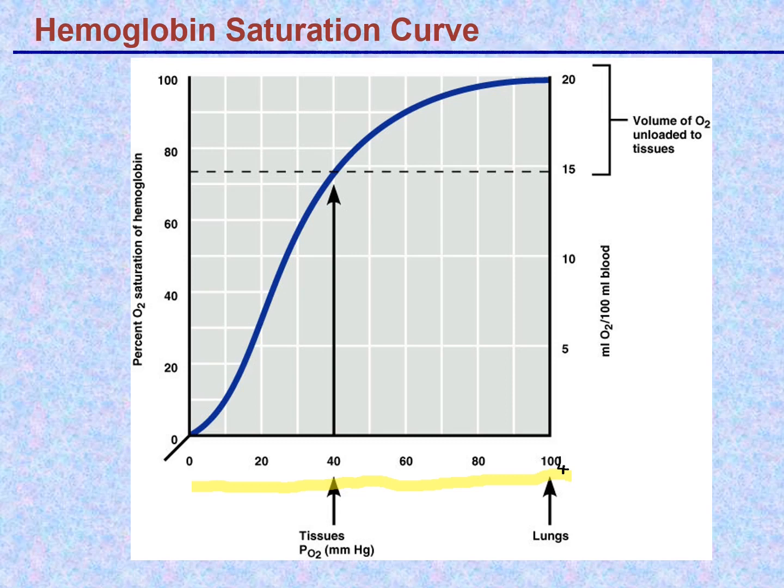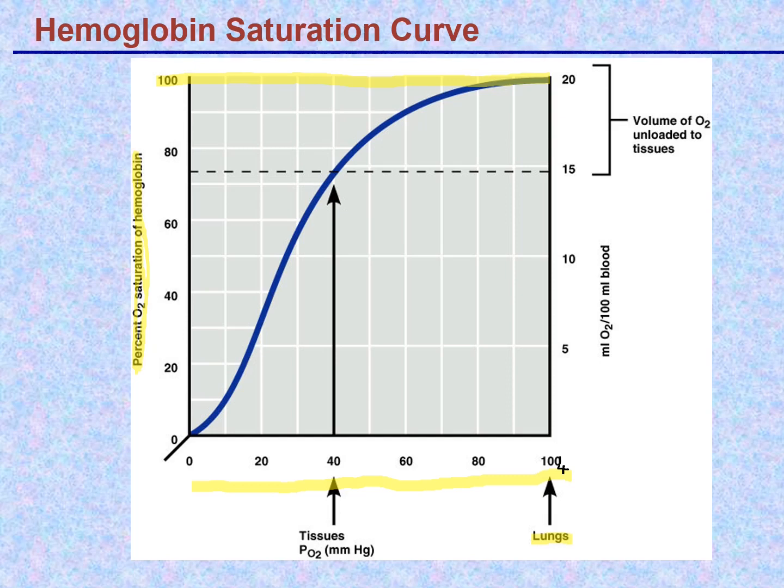The other thing is the vertical axis, which is the percentage of O2 saturation of the hemoglobin. So what percent of the hemoglobin is saturated with oxygen? Now, as you should know, when the blood carrying the hemoglobin in the red cells is in the lungs, it is 100% saturated with oxygen. It can't carry any more oxygen than that.